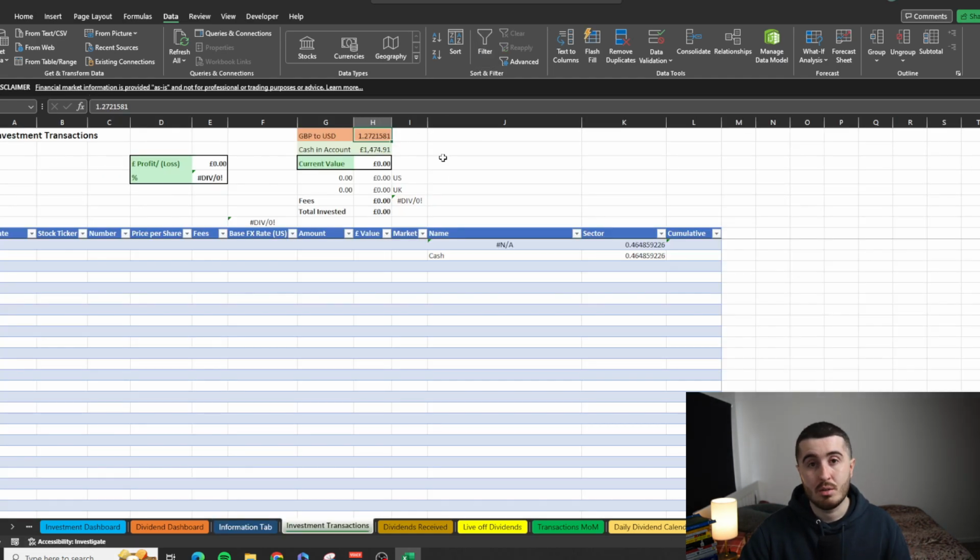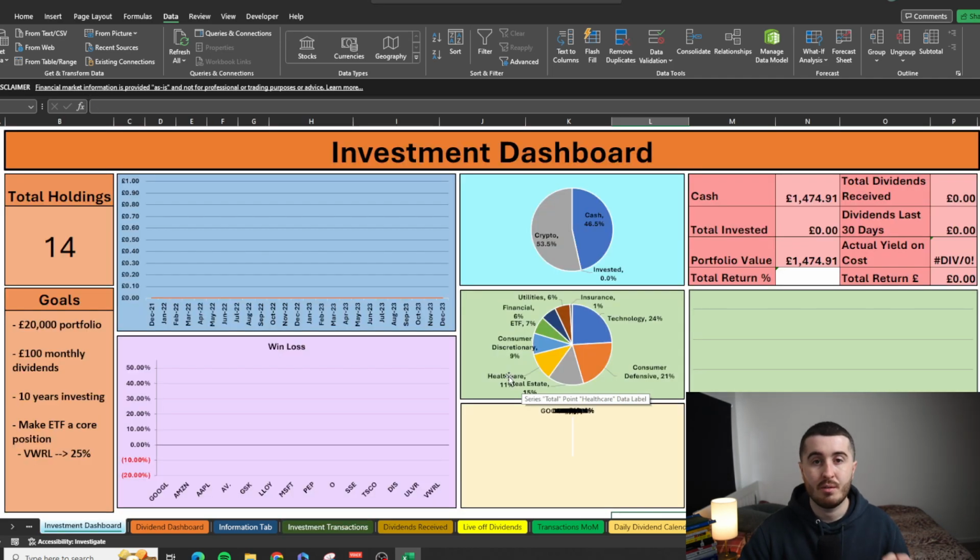And then the next thing you need to do is to type in the GBP to USD conversion rate, which you can find on the internet. You type that into this box here, and then also type in the cash holding in your account. Once all of that is completed and you've input all of your data, the two dashboards should fill out the information for you.